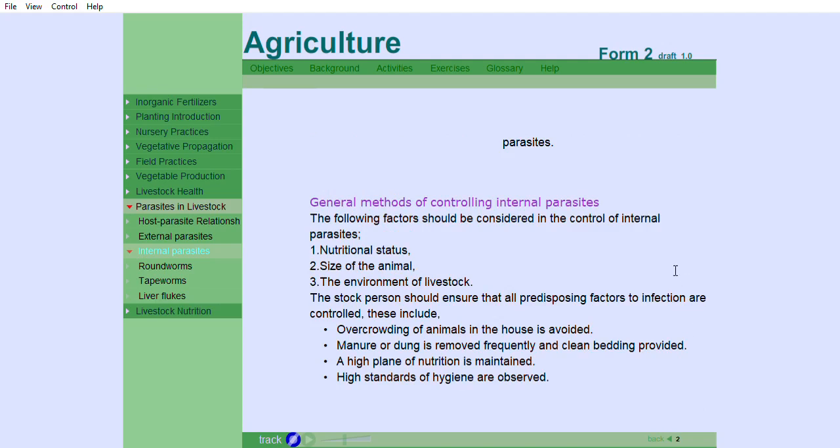General methods of controlling internal parasites. The following factors should be considered in the control of internal parasites: nutritional status, size, and the environment of livestock. The stock person should ensure that all predisposing factors to infection are controlled. This includes: overcrowding of animals in the house is avoided, manure or dung is removed frequently and clean bedding provided, a high plane of nutrition is maintained, and high standards of hygiene are observed.